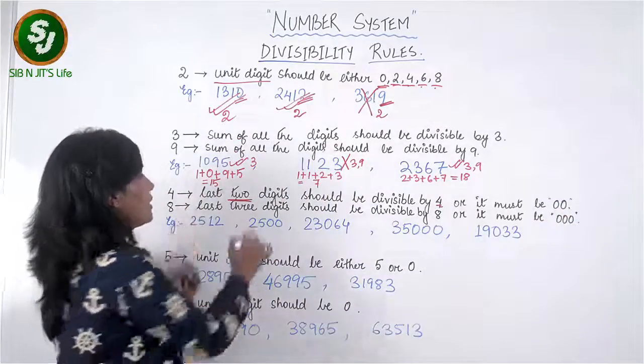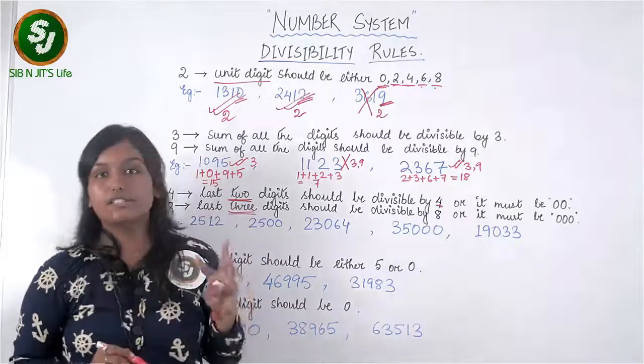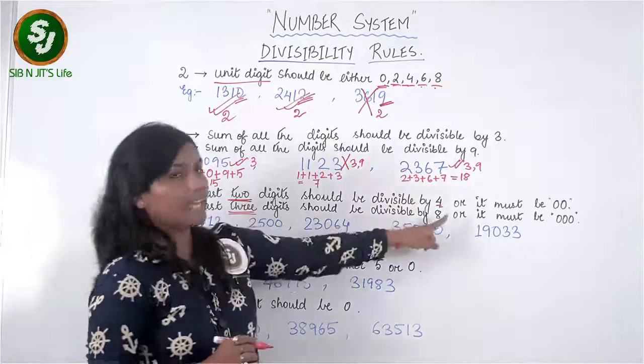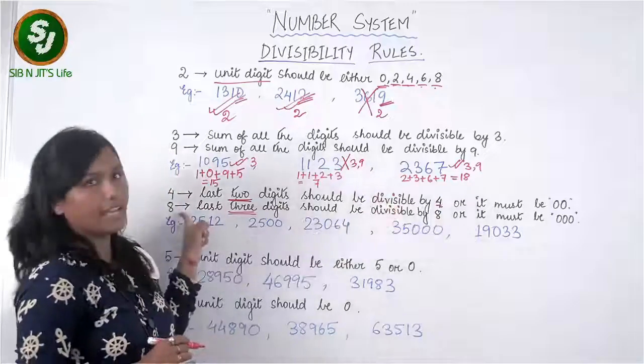For 8, the condition is you have to check the last 3 digits. If it's divisible by 8, the number will be divisible by 8.